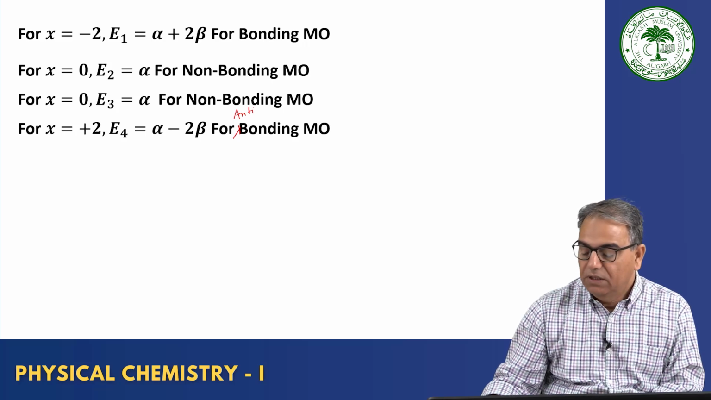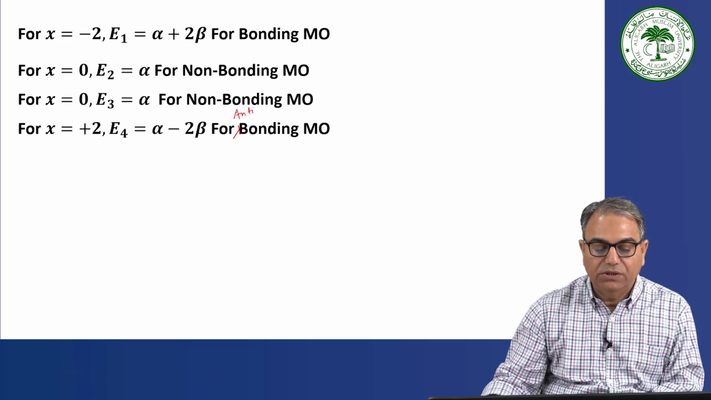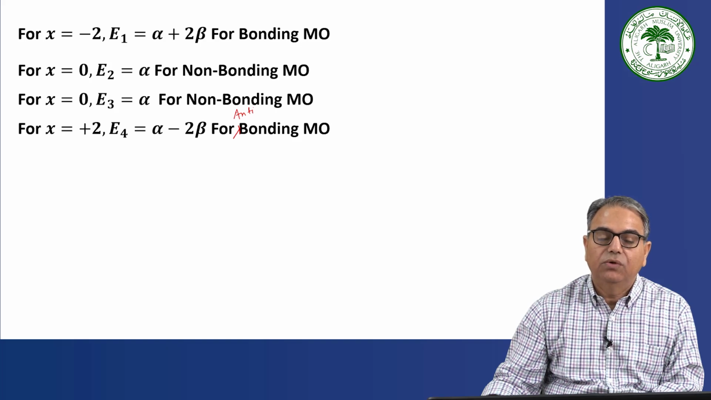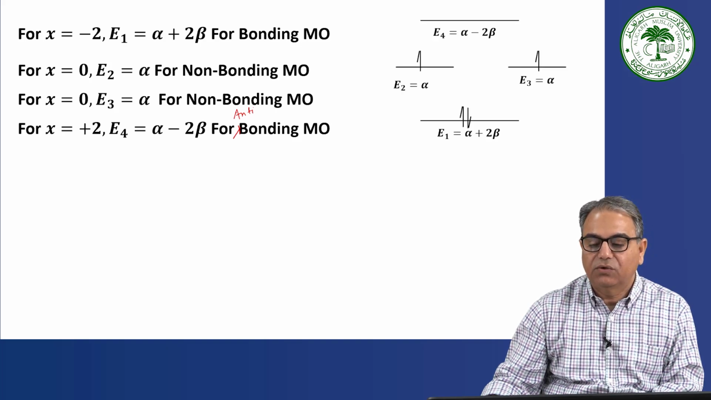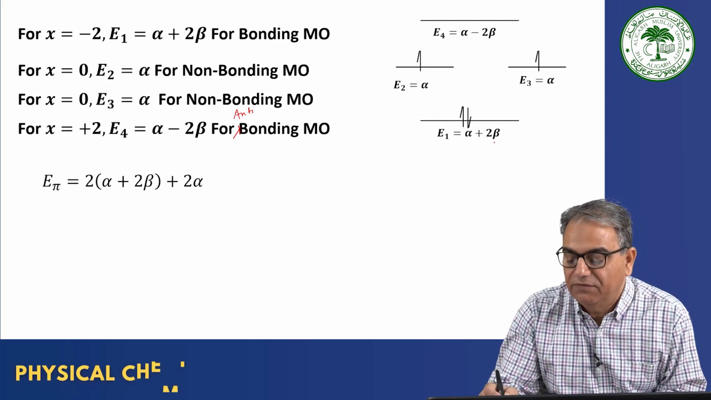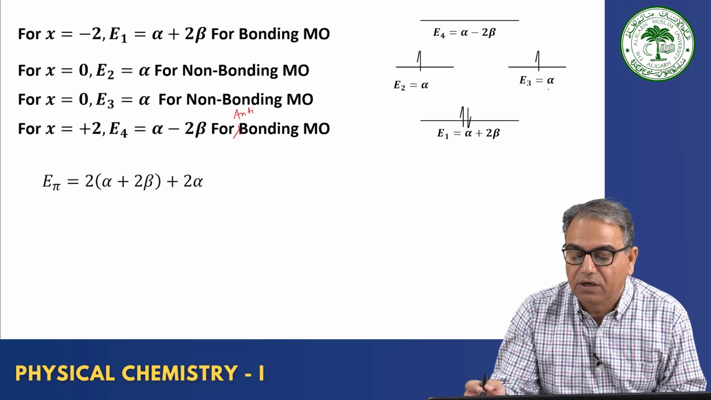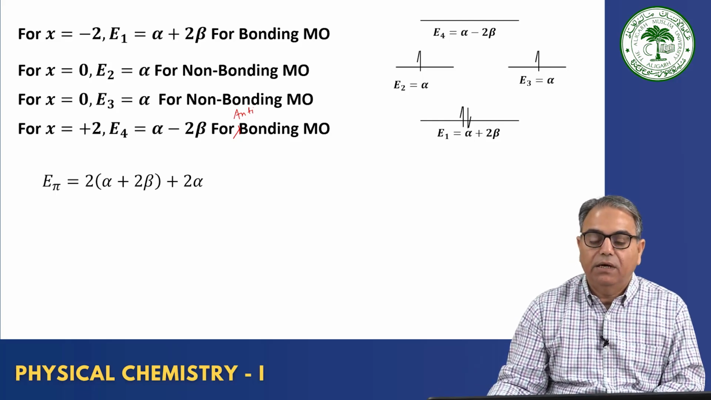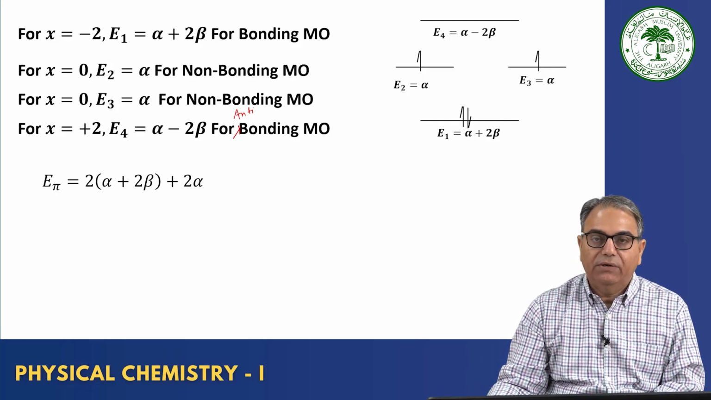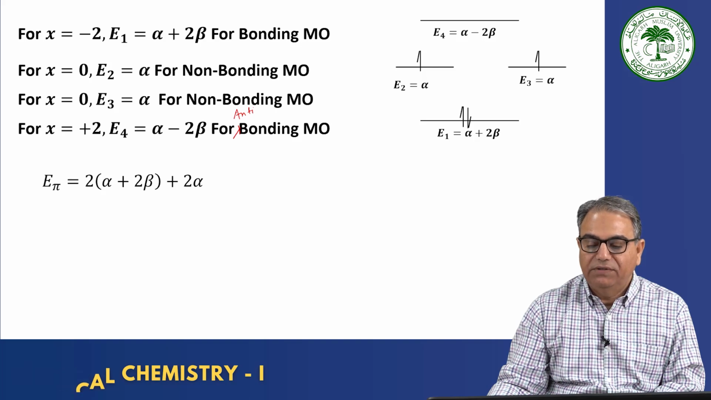It means that if you have 4 electrons, then 2 electrons will go to the bonding molecular orbital, but the rest of the 2 electrons will be in E2 and E3. One electron in E2, another electron in E3. So this will be the picture of the energy diagram. The lowest energy E1 is alpha plus 2 beta containing 2 electrons, then E2 energy is equal to alpha, E3 energy is equal to alpha, and each of these will contain 1 electron, and E4 will be an unoccupied molecular orbital.